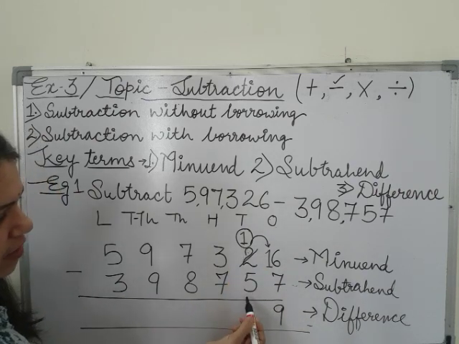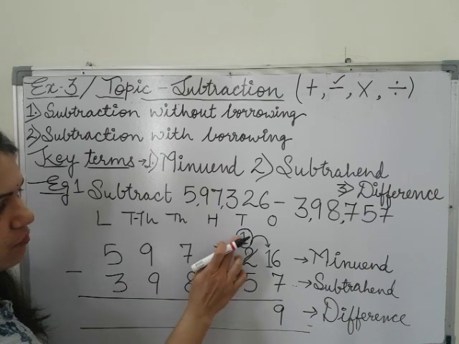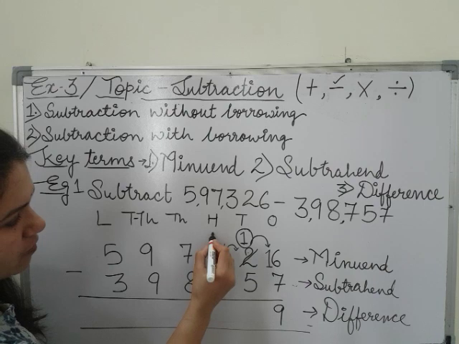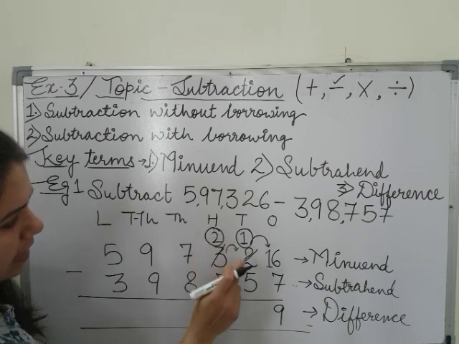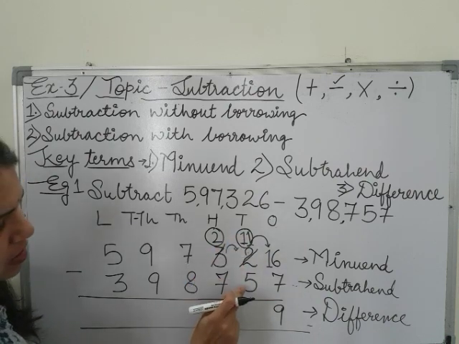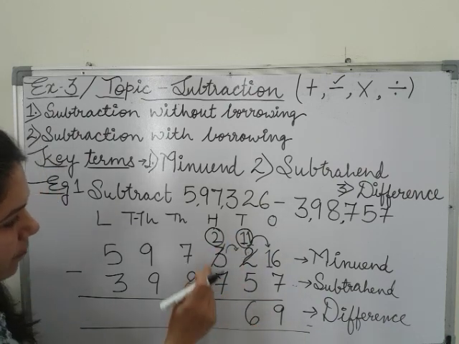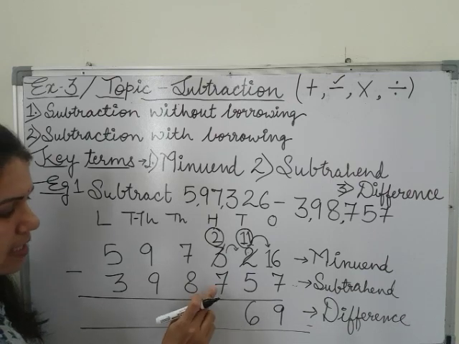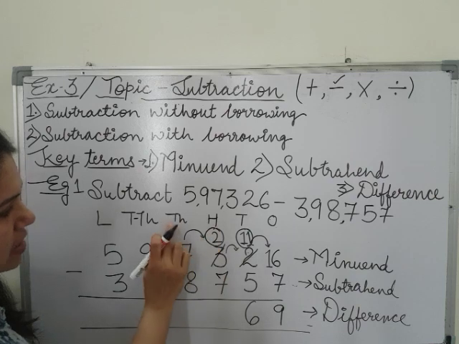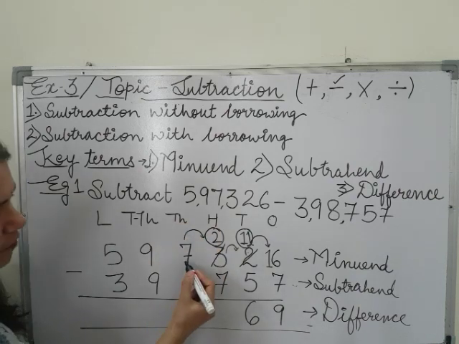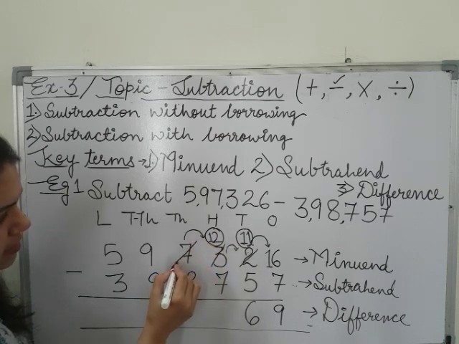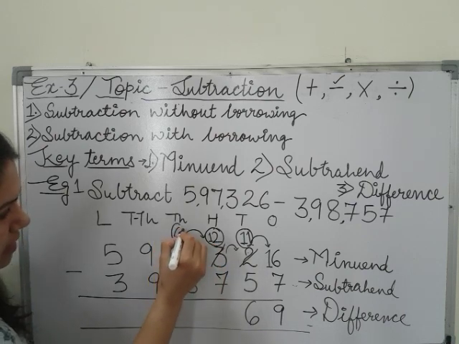Now 1 minus 5. Again 5 is larger than 1. So we will borrow from here. 3 will convert into 2, and this 1 will convert into 11. So 11 minus 5 is 6. Now 2 minus 7. Again 7 is larger than 2. So we borrow from the left place, which is the thousands place. When we borrow from this number, it will convert into 12 and this 7 will convert into 6.